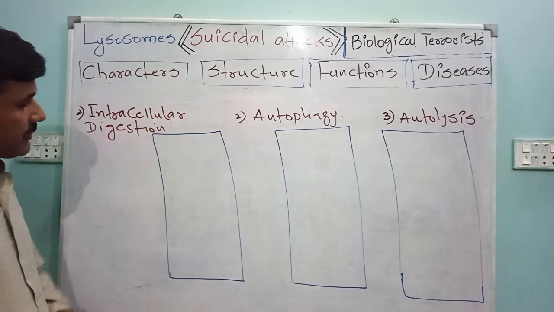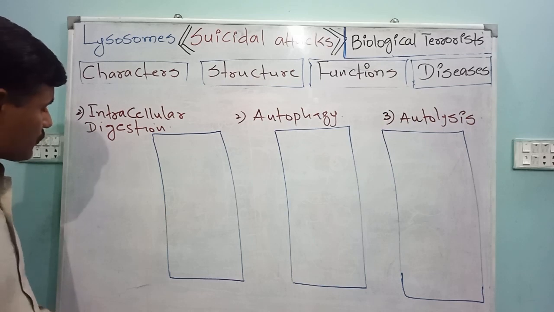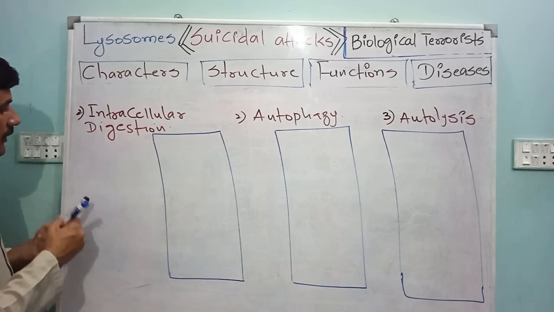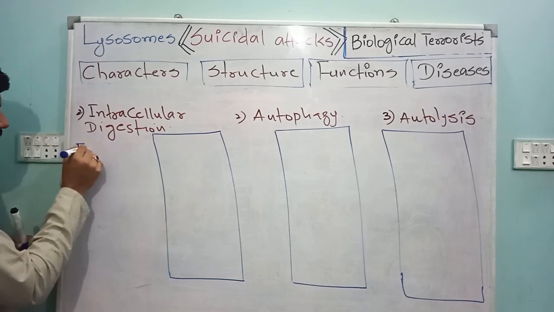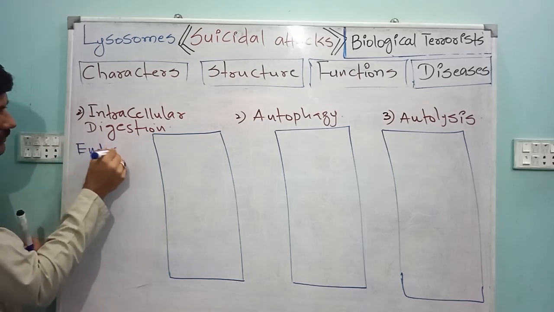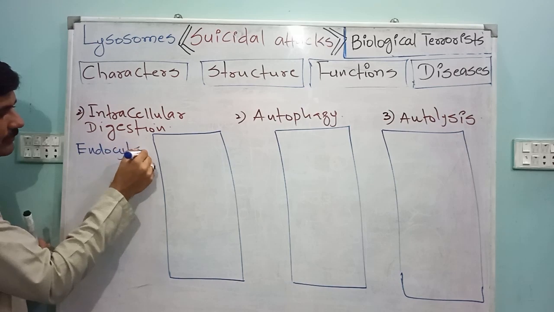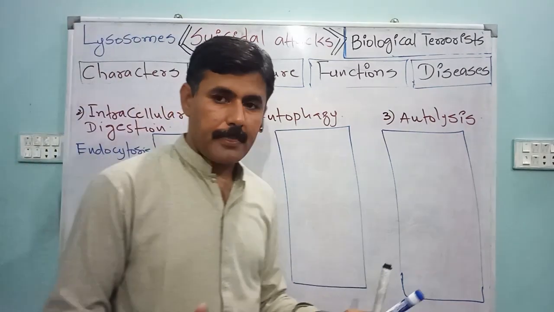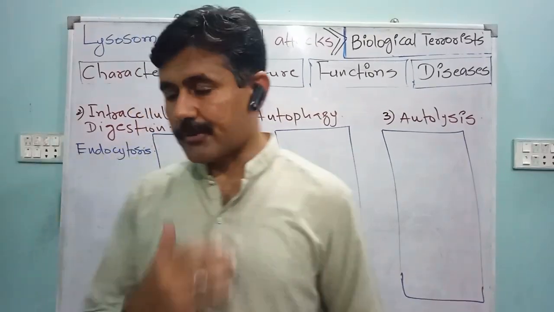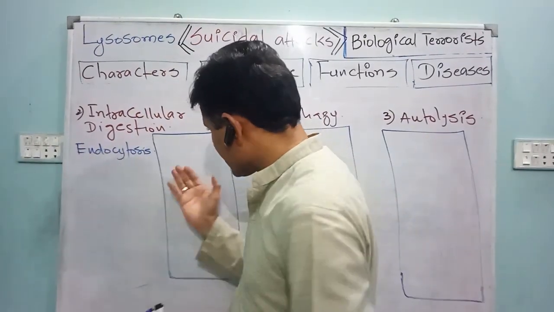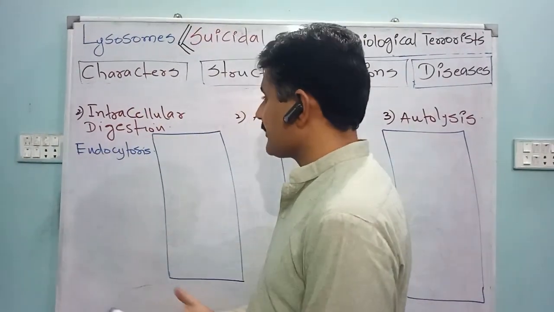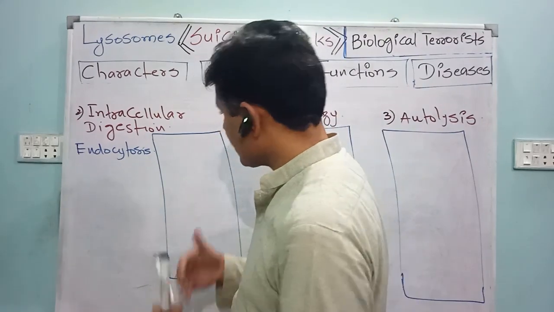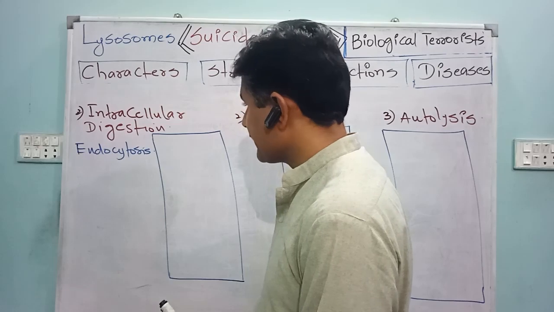Actually, food comes inside lysosome by a process of endocytosis. Endocytosis is the process in which food enters inside the cell. When food enters, it can enter in the form of liquid or in the form of solid.